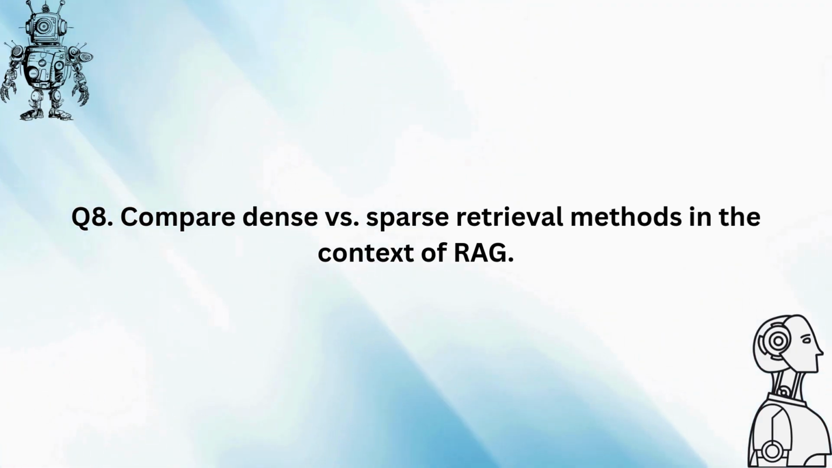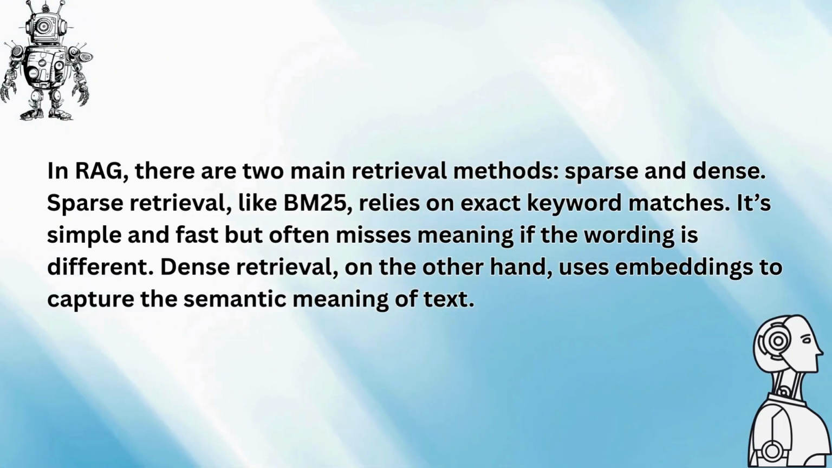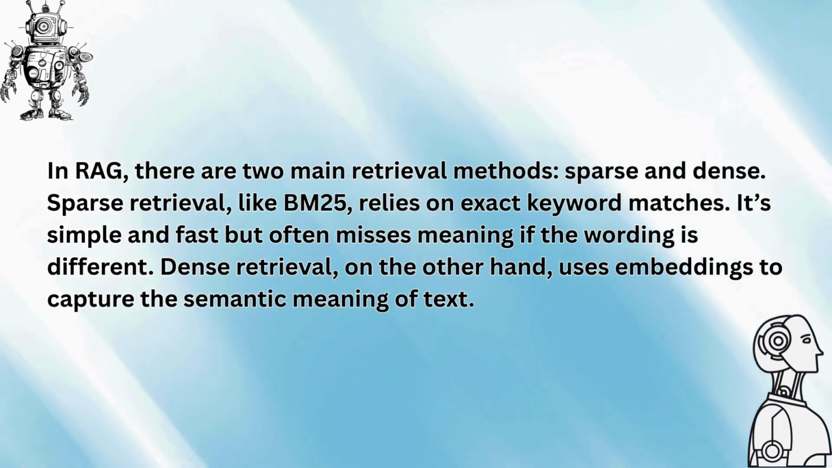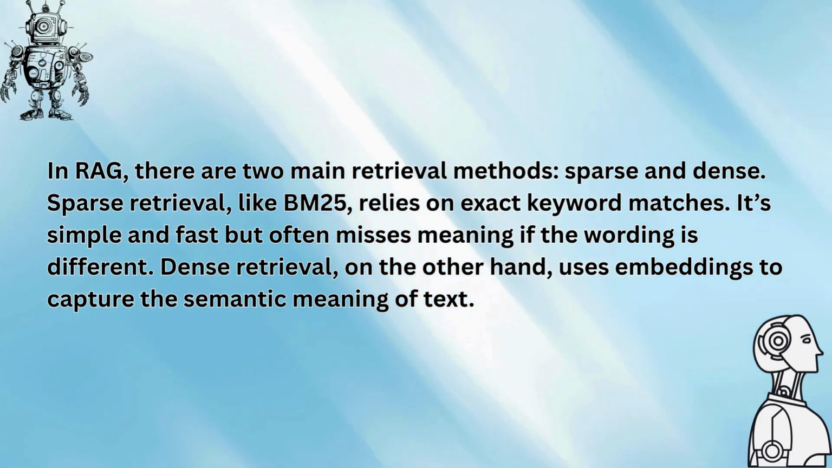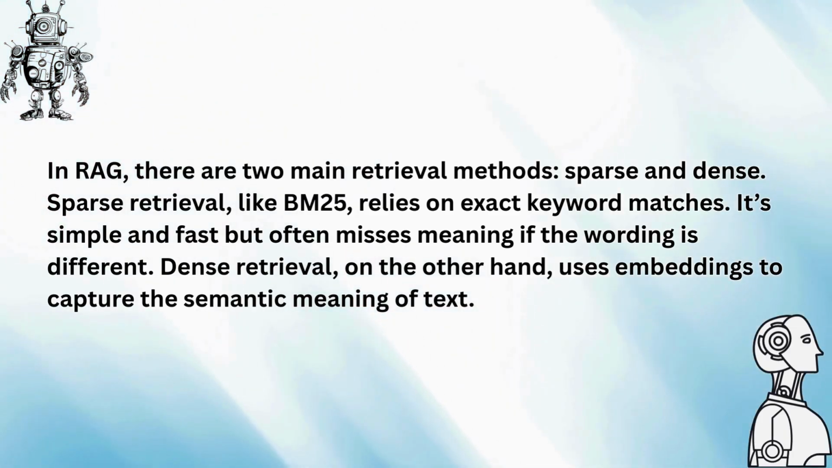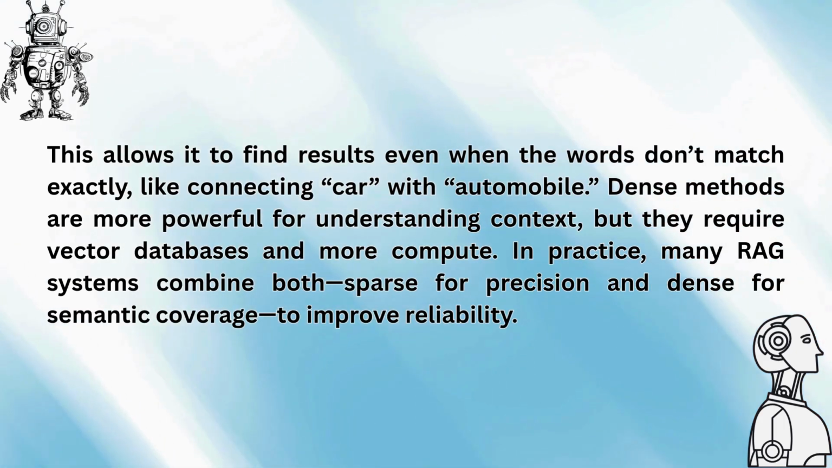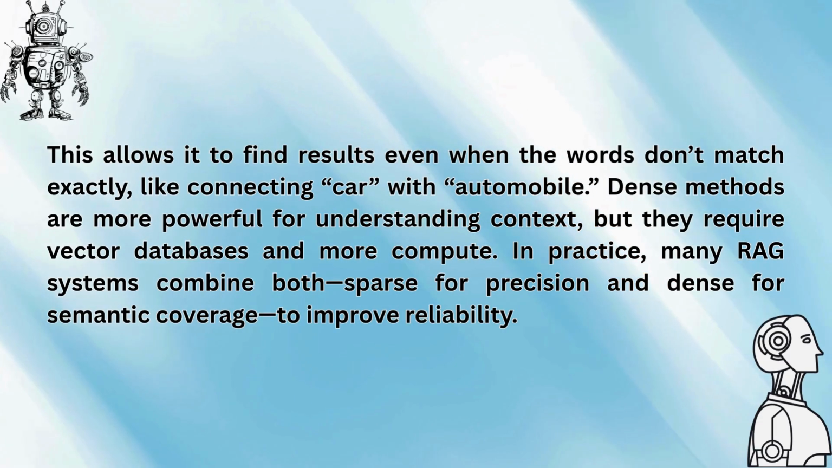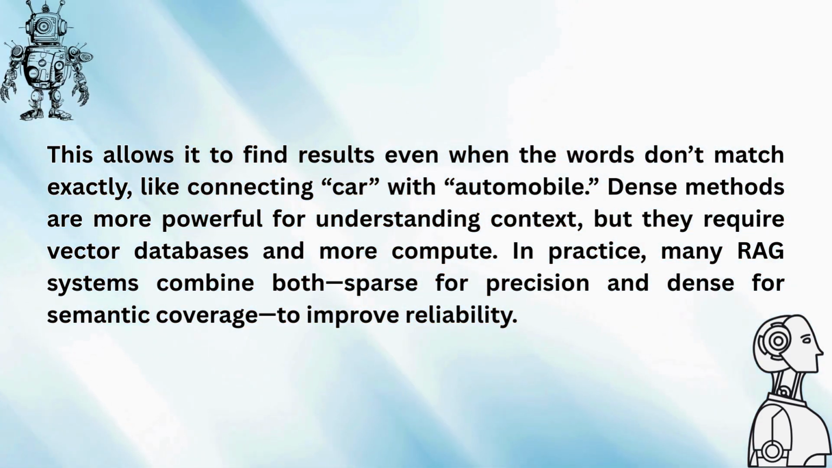Compare dense versus sparse retrieval methods in the context of RAG. In RAG, there are two main retrieval methods: sparse and dense. Sparse retrieval, like BM25, relies on exact keyword matches. It's simple and fast, but often misses meaning if the wording is different. Dense retrieval, on the other hand, uses embeddings to capture the semantic meaning of text. This allows it to find results even when the words don't match exactly, like connecting car with automobile.